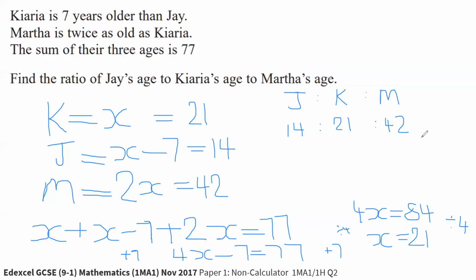So you probably noticed that all of these numbers are divisible by 7. So if we divide 14 by 7, we're going to get 2. 21 divided by 7 is 3, and 42 divided by 7 is 6. Now this is going to be the answer in its simplest form. We can't simplify this any further because the numbers don't have a common factor. So this is the ratio in its simplest form of Jay to Kiara to Martha's age.